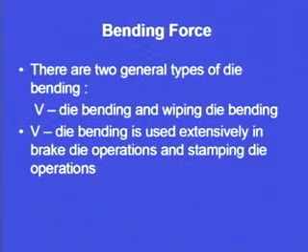So, now we come on to the bending force. We require some force to change the shape of the sheet, or in order to bend the sheet according to our desired specifications. The force depends upon the die bending. There are two types of die bending processes possible: first is the V die bending and second is the wiping die bending. V die bending is used extensively in brake die operations and stamping die operations. So, wherever we have stamping die operations, we make use of the V die bending. We will see in the diagram what V die bending basically is.